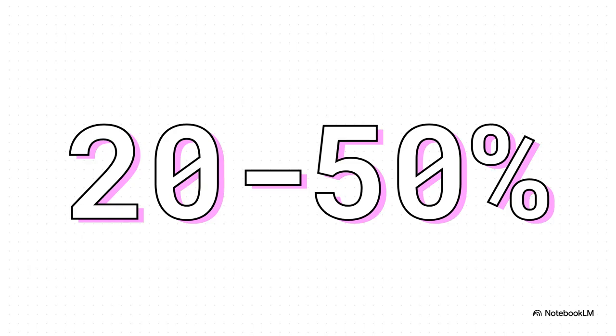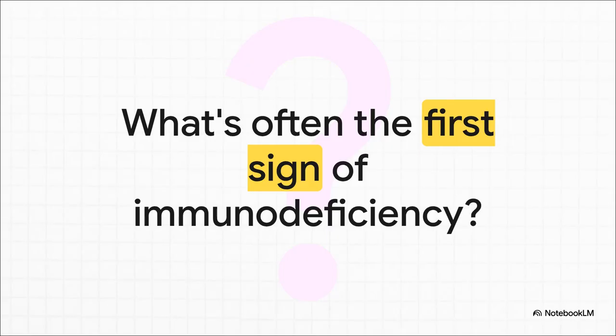Well, this number here tells you pretty much everything you need to know. Up to half, that's half, of all new HIV diagnoses happen in what we call late presenters. These are folks whose immune systems have already taken a pretty big hit. And that leads us to a really important question. What is it that finally pushes many of these patients to come in and get care for the first time?